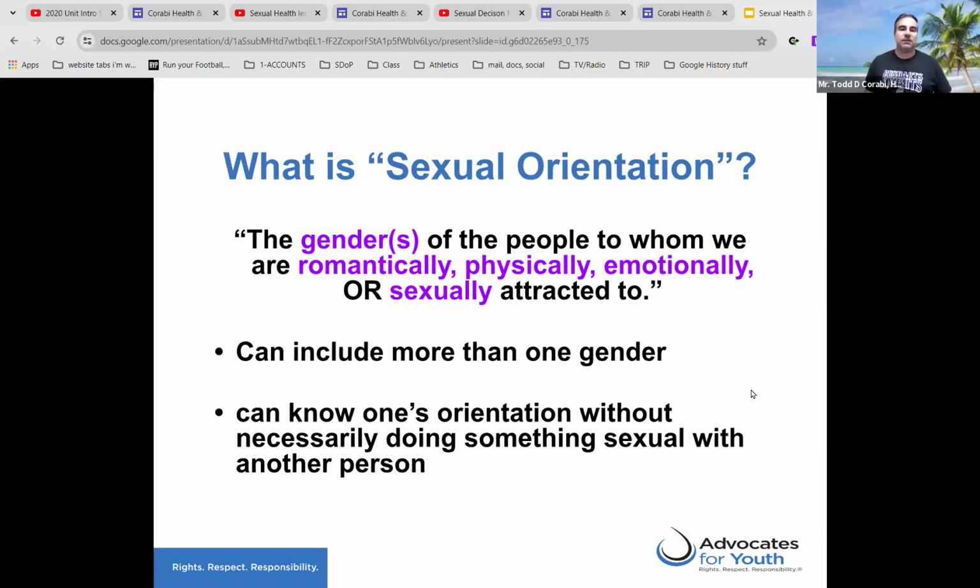So what is sexual orientation? Sexual orientation is defined as the gender or genders of the people to whom we are romantically, physically, emotionally, or sexually attracted. Now, there's something that we need to take into consideration when we say these things. There are some bullet points here talking about how it can include more than one gender. And you can know one's orientation without necessarily doing something sexual with another person.